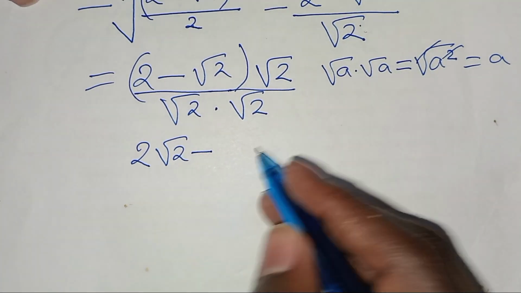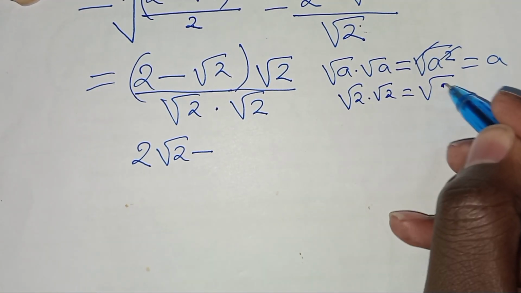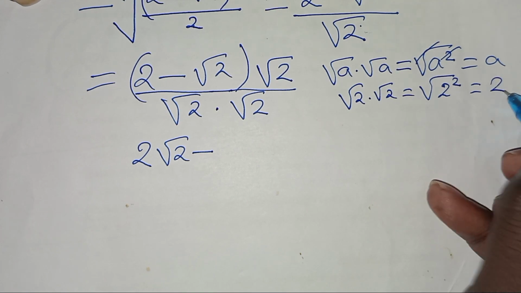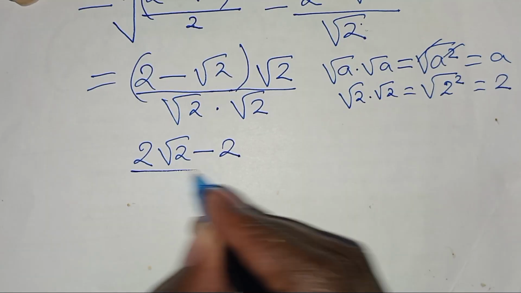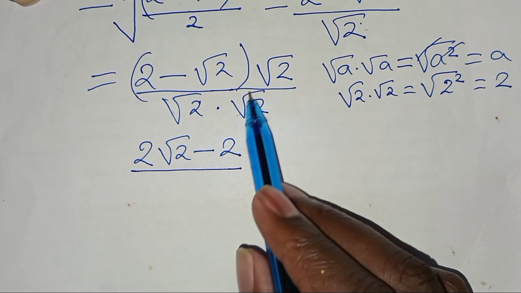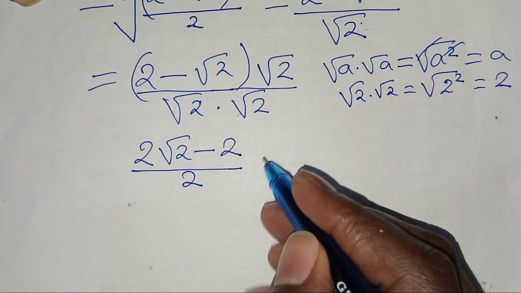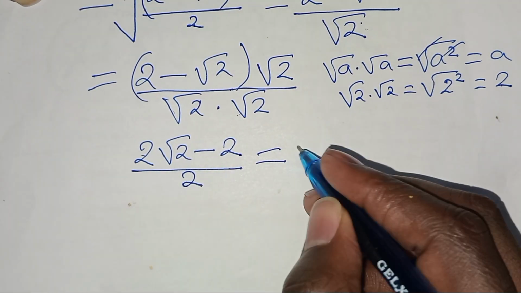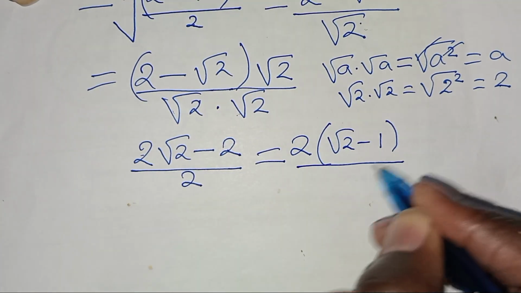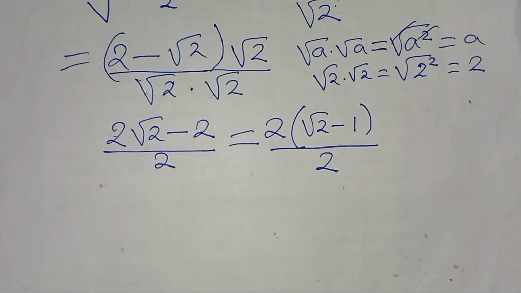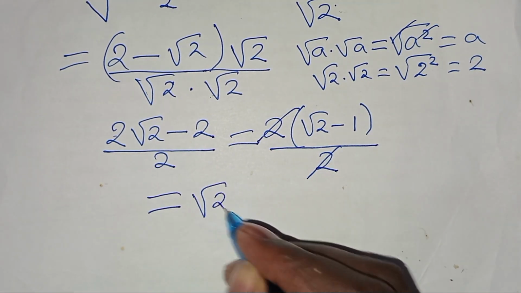So here we'll have the square root of 2 times square root of 2. This is square root of 2 squared, which is basically equal to 2. So here we subtract 2 divided by, we have the square root of 2 times square root of 2 again, so 2 divided by 2. Now 2 here is common. We factor out 2. We'll have the square root of 2, subtract 1, divided by 2. If you simplify here, you'll have the final answer as square root of 2 subtract 1.